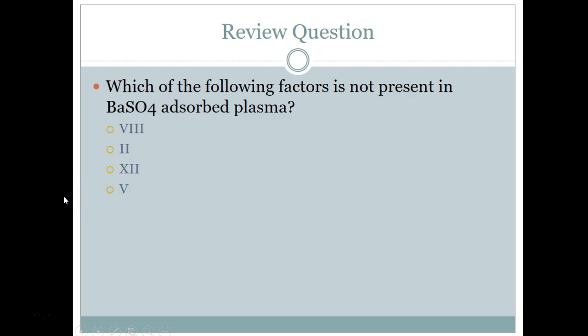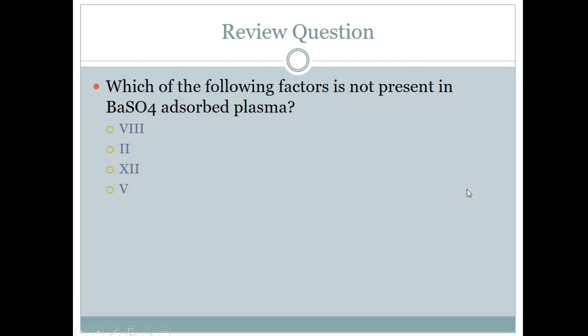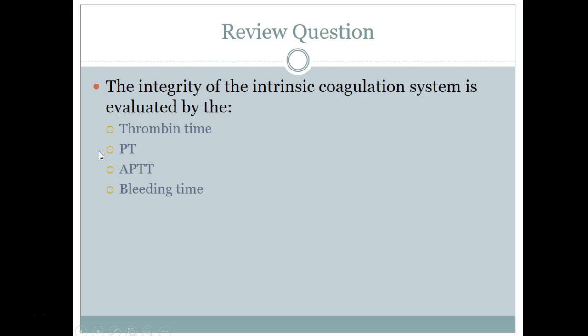Which of the following factors is not present in adsorbed plasma? So this again is going back to knowing what's in adsorbed. So it's missing 2, 7, 9, 10. So which of the following is not present? 2, 7, 9, or 10? Well, there is number 2 right there. So that would be 2. The integrity of the intrinsic system is evaluated by what? So intrinsic system is evaluated by APTT.